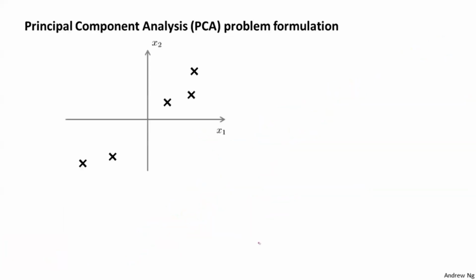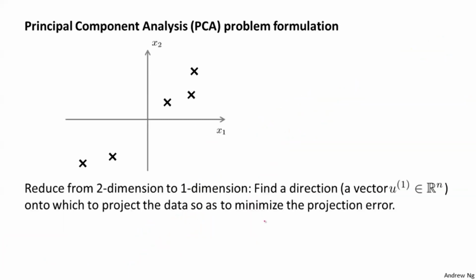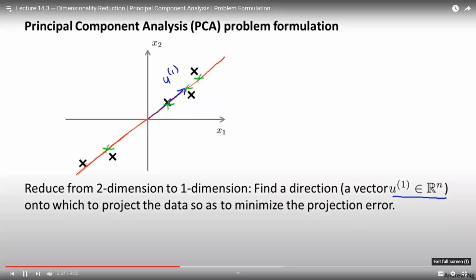Let's write out the PCA problem a little more formally. The goal of PCA, if we want to reduce data from two-dimensional to one-dimensional, is we're going to try to find a vector ui, which is going to be in Rn, so that would be R2 in this case. I'm going to find the direction onto which to project the data so as to minimize the projection error. So in this example, I'm hoping that PCA will find this vector, which I'm going to call U1, so that when I project the data onto the line that I define by extending out this vector, I end up with pretty small reconstruction errors, with data that looks like this.